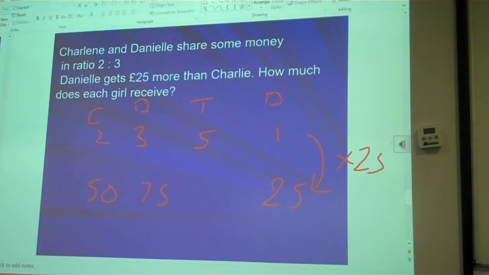So Danielle gets £25 more than Charlene. How much does each girl receive? Charlene gets 50 and Danielle gets 75. Happy with that? Right, okay. Are we ready to actually do some questions then?